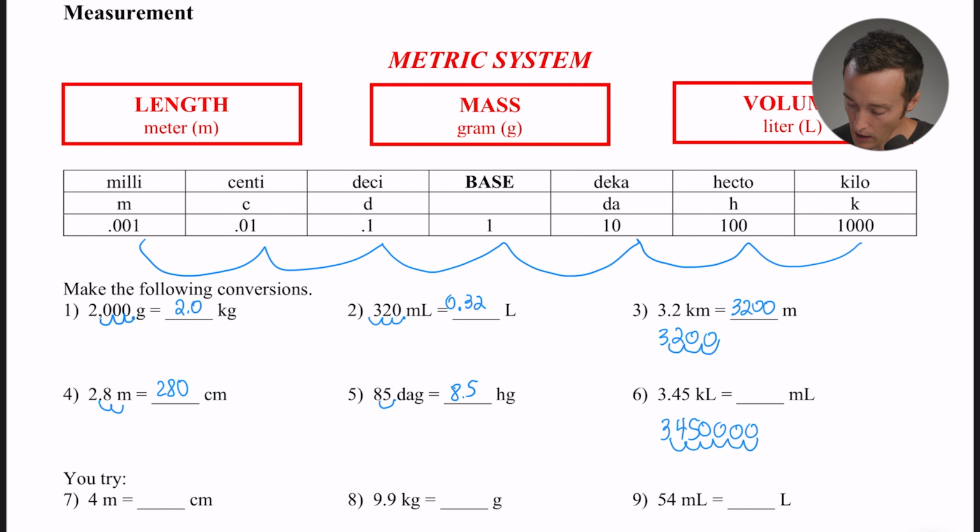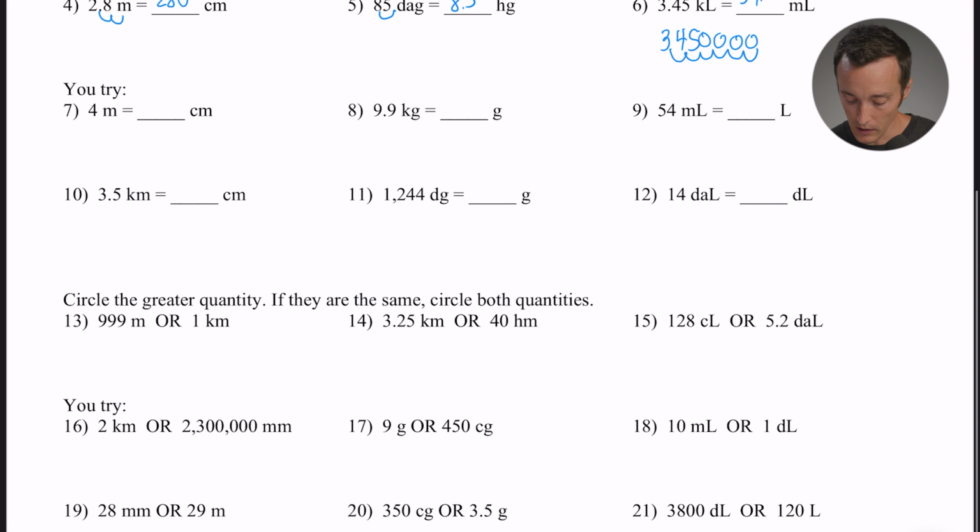And it looks like we've got 3,450,000 milliliters. Okay? So as long as you can keep track of moving to the left and then moving your decimal point to the right or vice versa, you should be good. Let's pause right there, and I want you to go ahead and try numbers 7 through 12, and then we'll pick up after that.